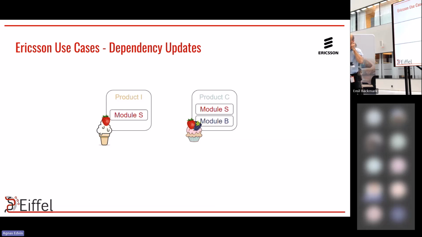So the second use case, the dependency update use case, this might be very, very easy to grasp now, I hope so. I created a very simple setup with an ice cream and a cupcake. And as you see, the ice cream consists of different ingredients, and obviously there is a strawberry module in it. And the cupcake has both a strawberry and blackberry module in it as well. So they're quite similar, both of them are strawberries, so they share one of the same ingredients at least.